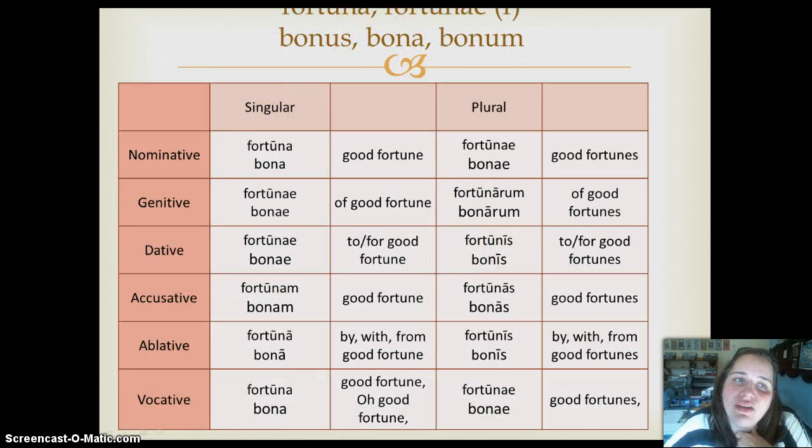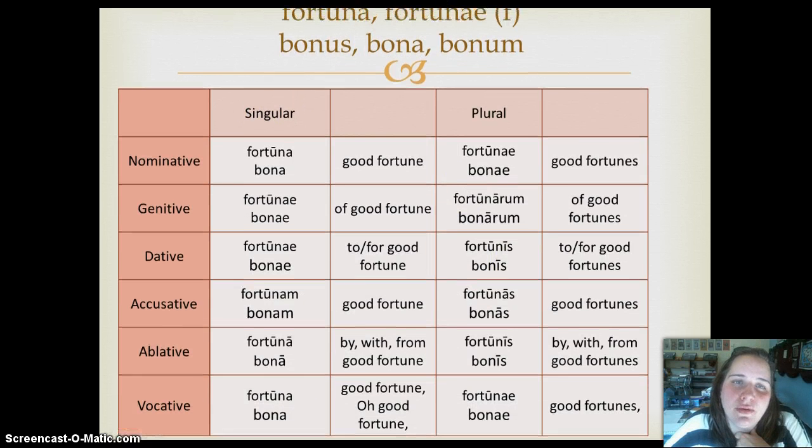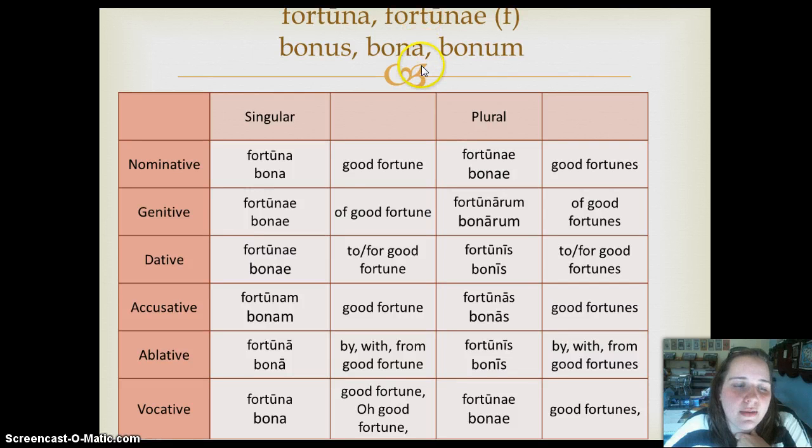And again, I have a little example for you. We're a little cut off here. There, I moved it. Fortuna bona, so good fortune, okay? And I have a full declension here, which you should write out in your notes, and review how to match the adjective with the noun.